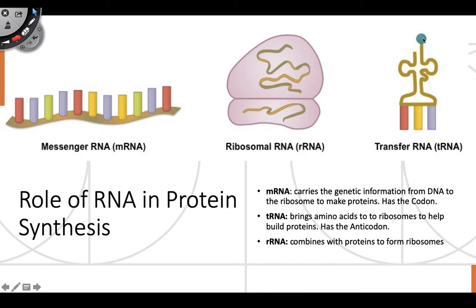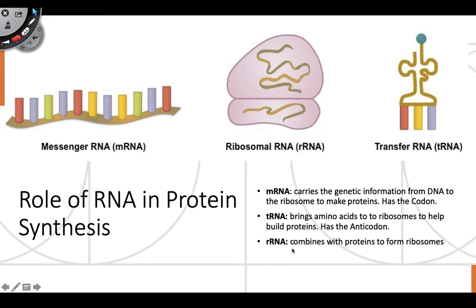tRNA, we see right here, brings the amino acid. So this little blue structure here is the amino acid. And tRNA brings the amino acids to the ribosomes to help build proteins. And tRNA has what is known as an anticodon, which is the corresponding nucleotide bases that will match up with the codon on mRNA.